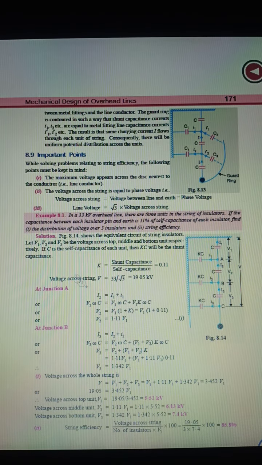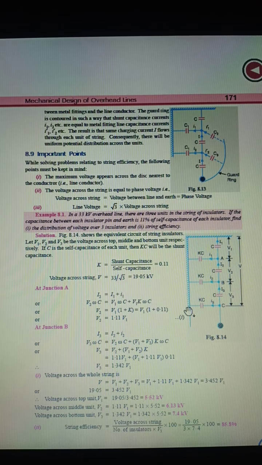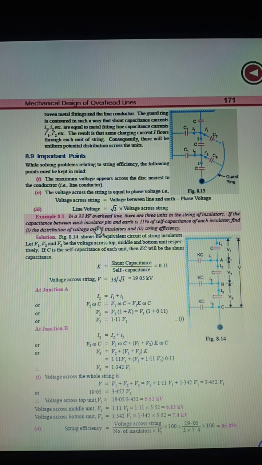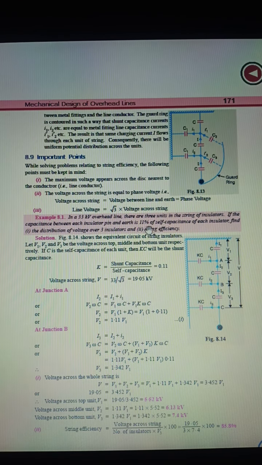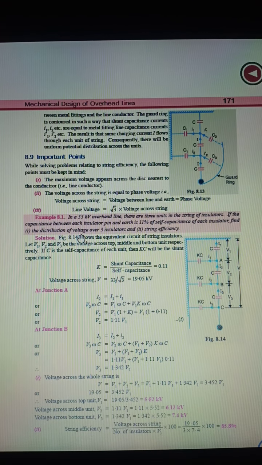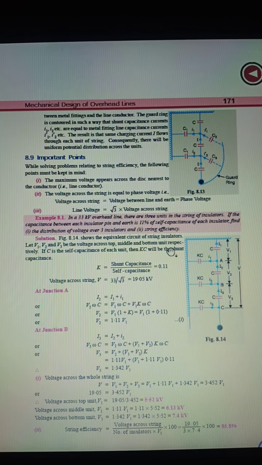Here is an example of how to calculate the string efficiency. In a 33 kV overhead line, there are 3 units in the string of insulators. If the capacitance between each insulator pin and earth is 11% of the self capacitance of each insulator, find the voltage over the 3 insulators and the string efficiency.